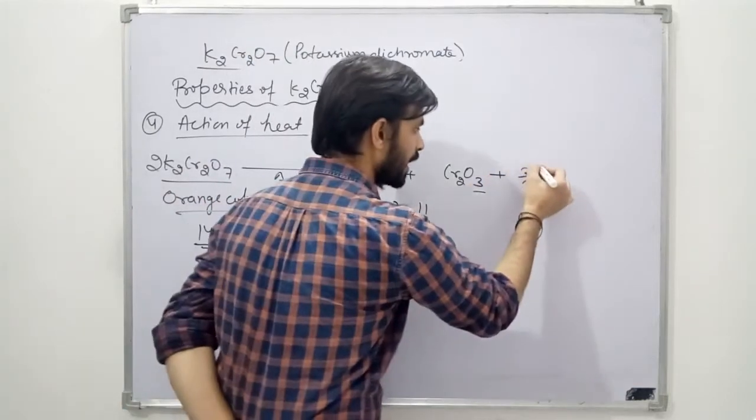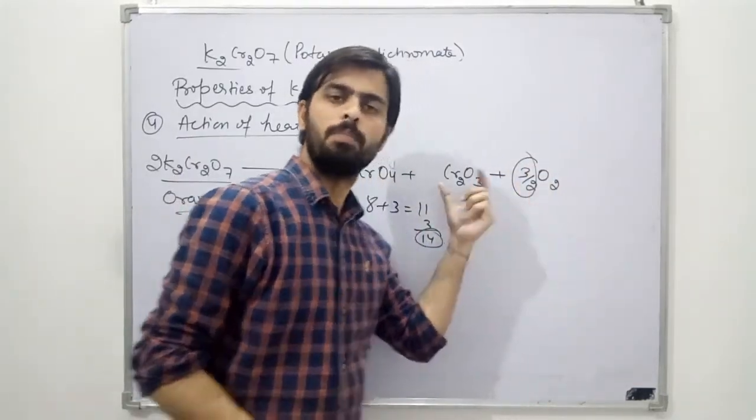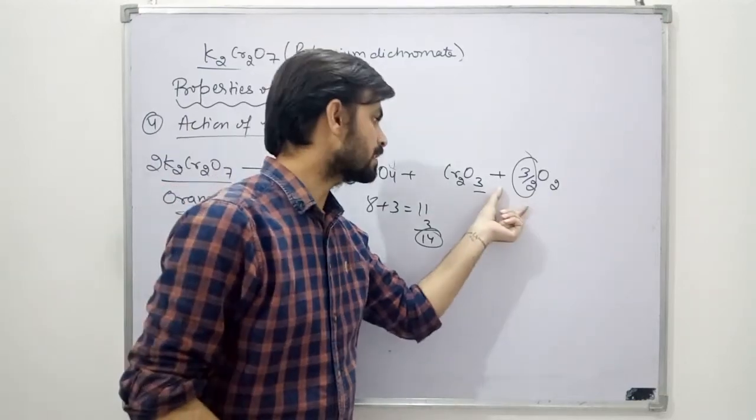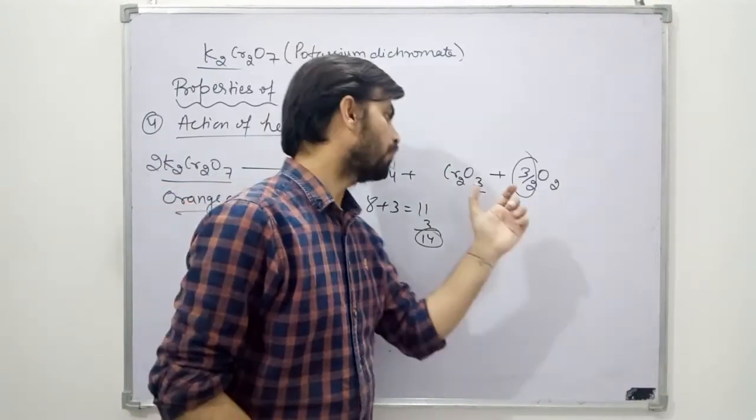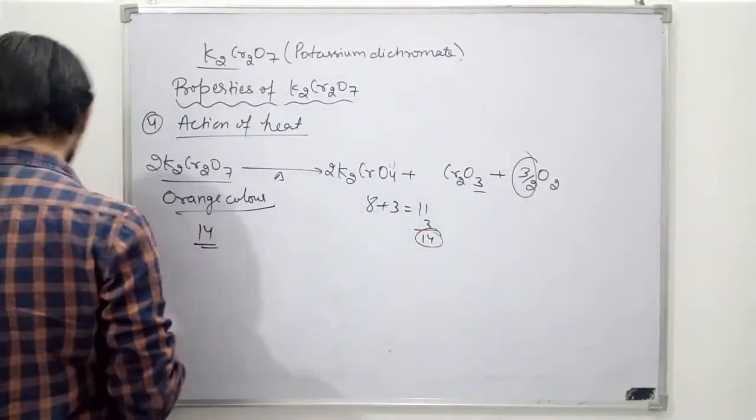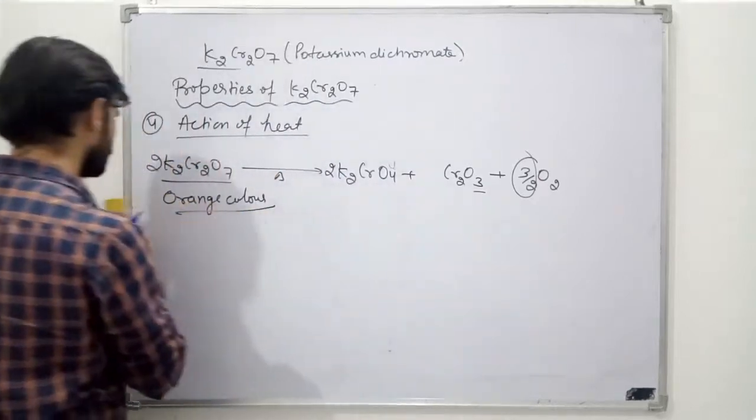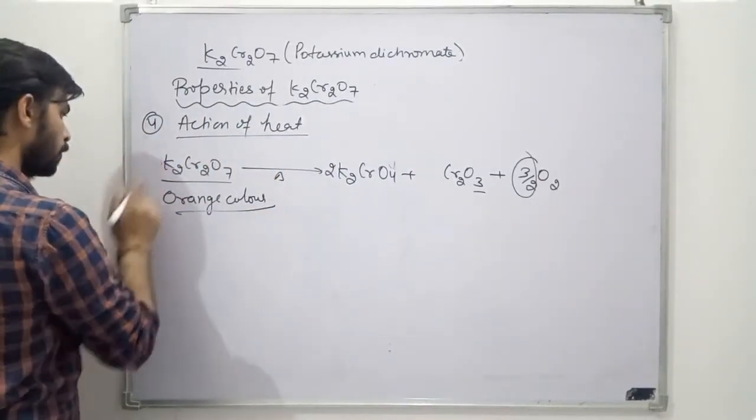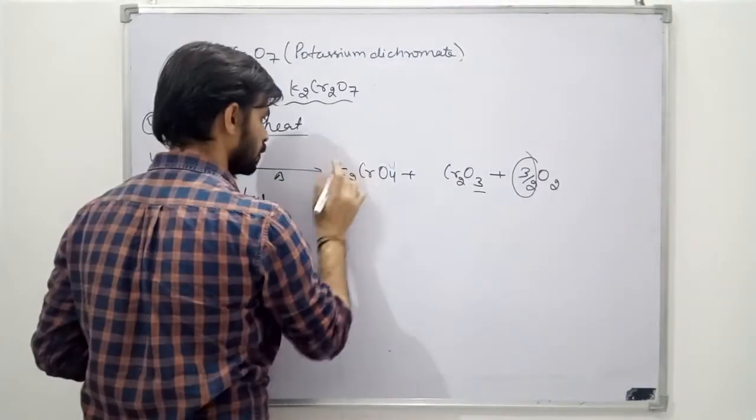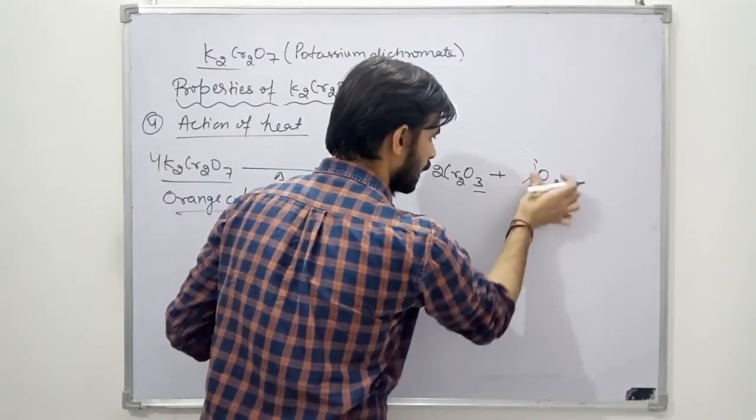But we cannot use 3 by 2 oxygen because in a balanced chemical equation a fraction number is not valid. So we have to multiply this whole equation by 2 and we get 4, 2 and 3.